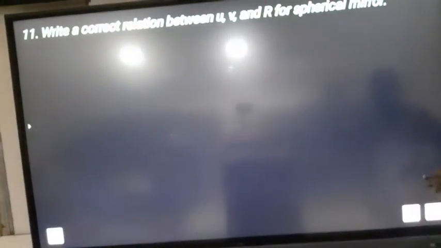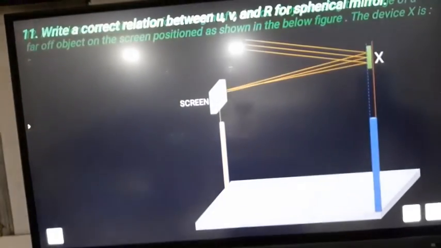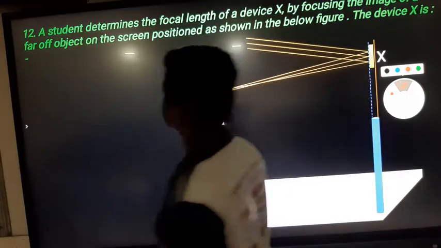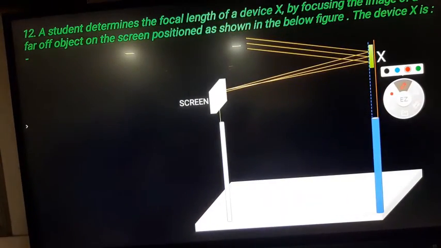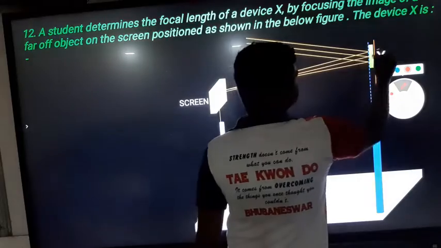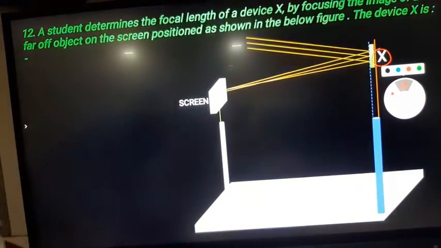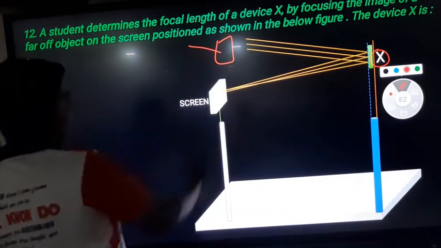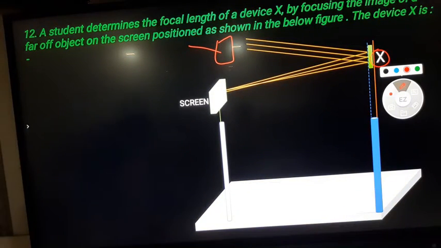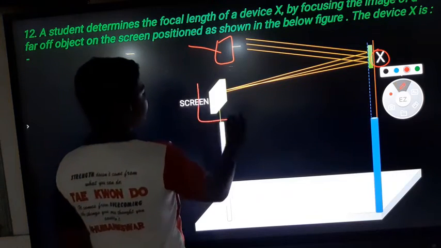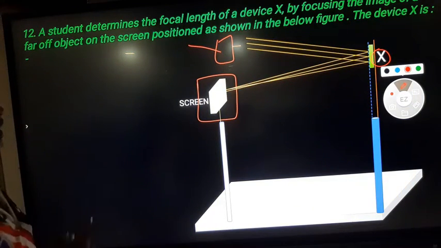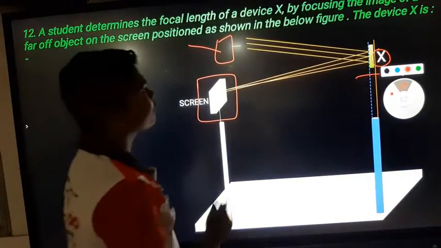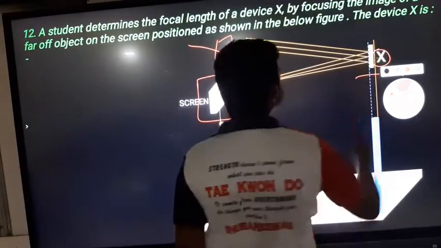Let us have the next question. A student determines the focal length of device X by focusing the image of a far off object on the screen, at the position as shown in the below figure. Here some object is placed which is very far, and the screen is also placed. We have to find which type of device X is.